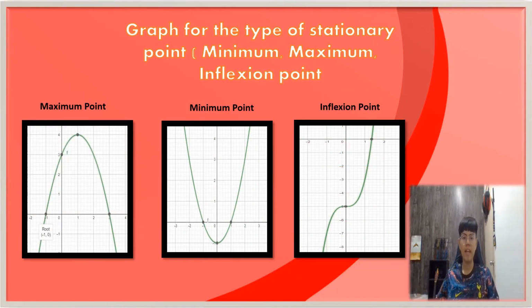The graphs for the types of stationary point are three: number 1, maximum point; number 2, minimum point; and number 3, inflection point. Maximum point, the gradient is positive before and negative after. Minimum point, the gradient is negative before, positive after. And the last is inflection point. The gradient is positive before and after.